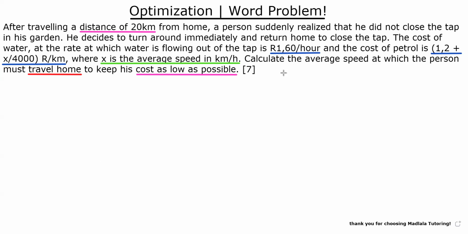So the question to us is, calculate the average speed at which the person must travel home in order to keep his cost as low as possible, right? So in other words, calculate the value of X for which the cost will be a minimum.